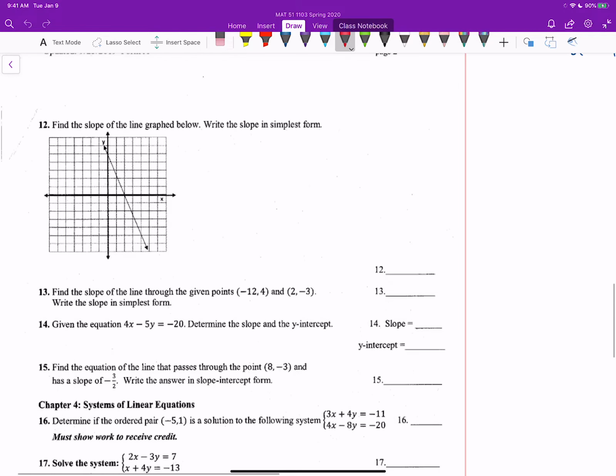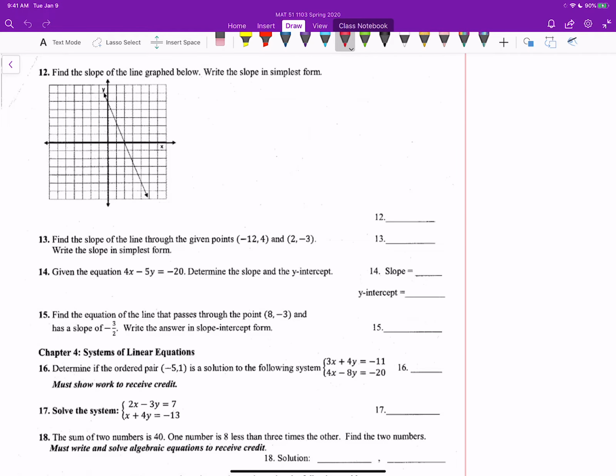Number 12. Find the slope of the line graphed below. Write the slope in simplest form. So for slope, if you remember, slope m is rise over run. So in our class, we use a slightly different formula. We say it's v over h. You just need to find out the vertical movement over the horizontal movement.